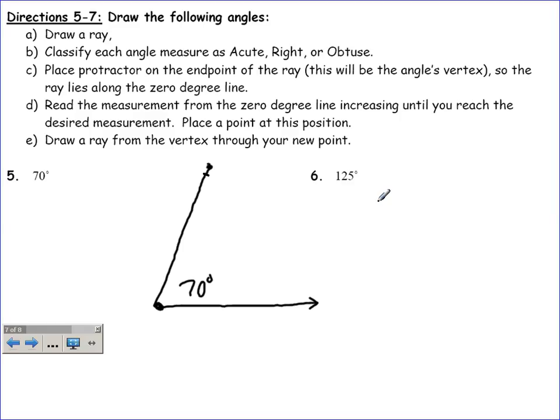Prove it to me. Do 6, 7, and 8. When you have those done, bring them up to me.